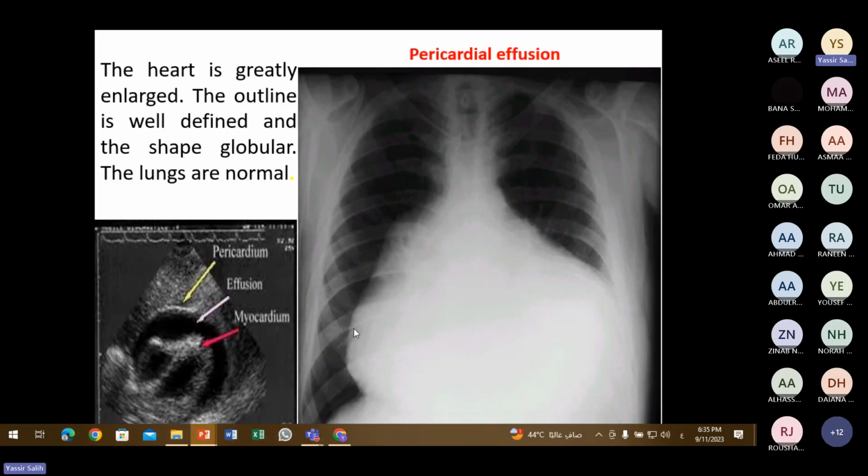Wait, one. What is this? Also, this is heart shadow, but is it normal? This is a heart shadow or heart opacity. Is it normal? لا, abnormal. What abnormal? ايش فيه؟ Isn't it an enlarged opacity? Yes. So the heart is grossly enlarged.